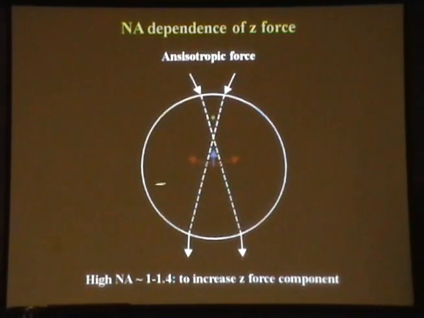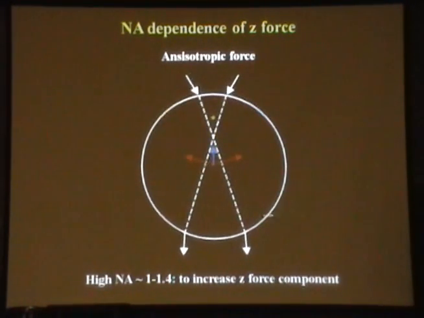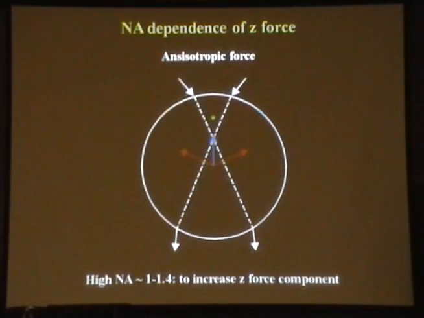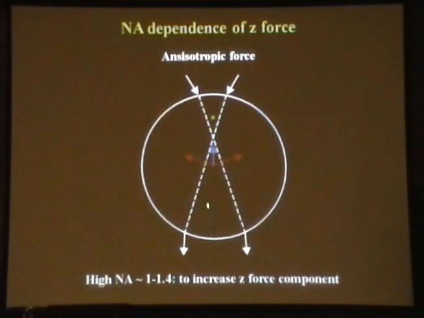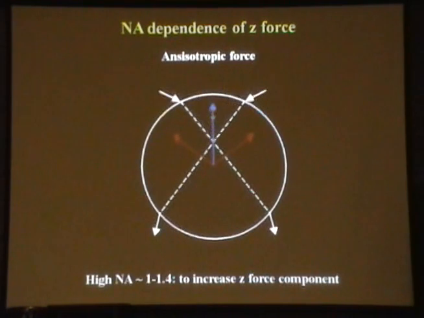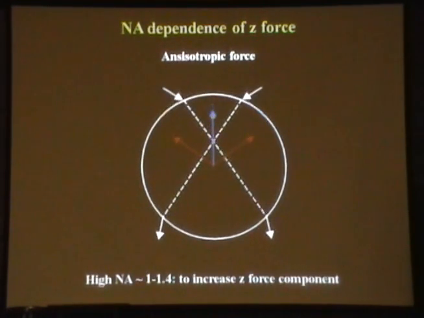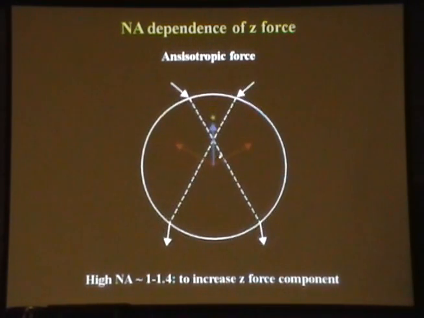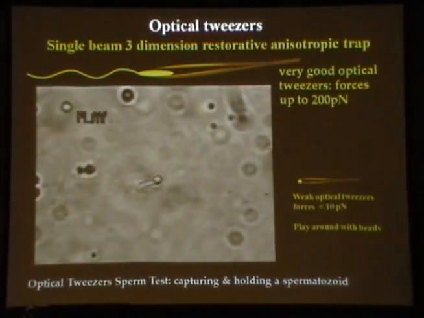And sometimes it's harder, because if you have a particle that's just sitting on the surface of the glass, you can trap and move it in the transversal direction, but you have to show that you are able to actually lift and lower the particle with the optical tweezers. So only for high numerical aperture beams do you have enough force in the z direction to actually capture the particles. And that's important when you want to use it with biology.